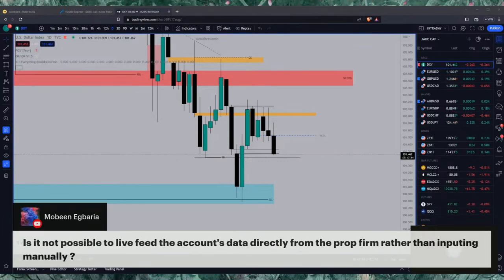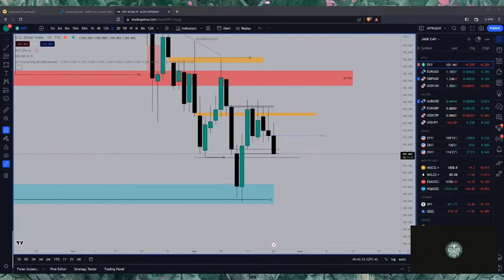Yeah, so Mobin asks, is it not possible to live feed the accounts data directly? That's something that they're trying to work on. The API integration is something that we're trying to work on, and make it as seamless as possible. That way you're reducing the manual data input.